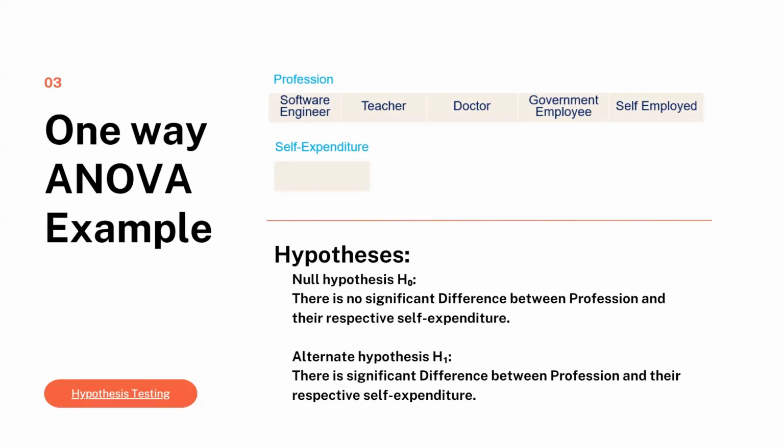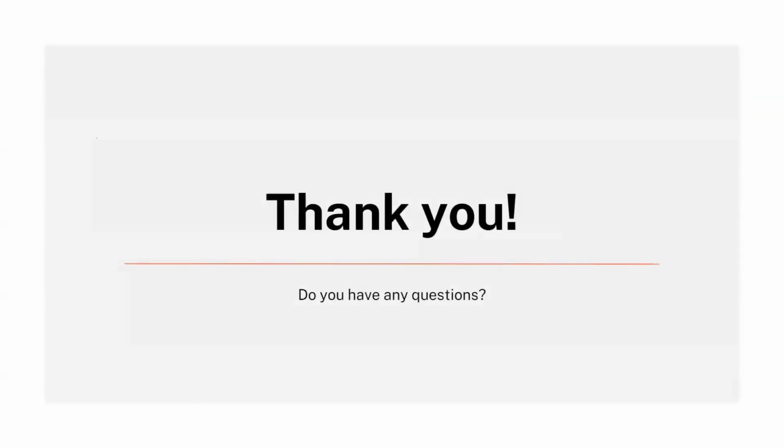So we are taking a hypothesis. There is no significant difference between the profession and their self expenditure as the null hypothesis. And there is a significant difference between profession and their respective self expenditure as the alternative.